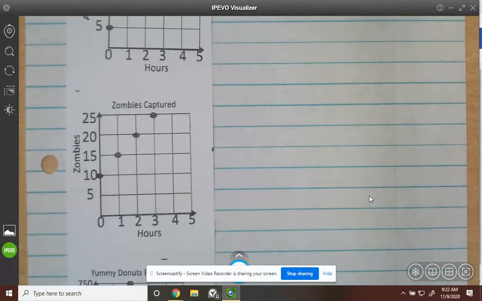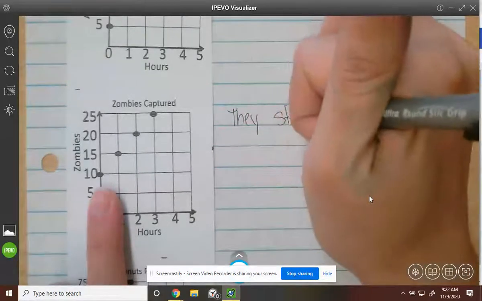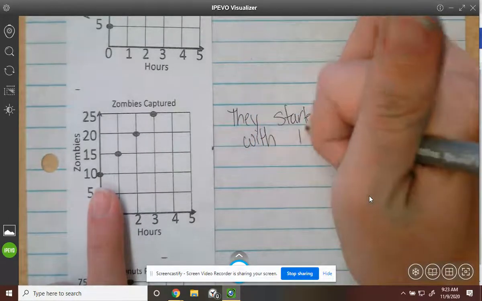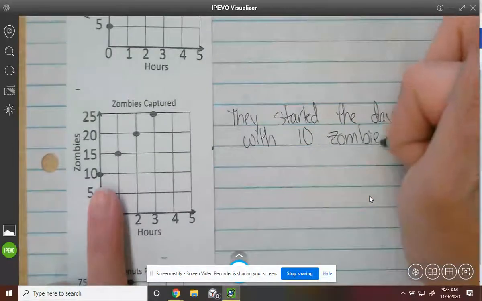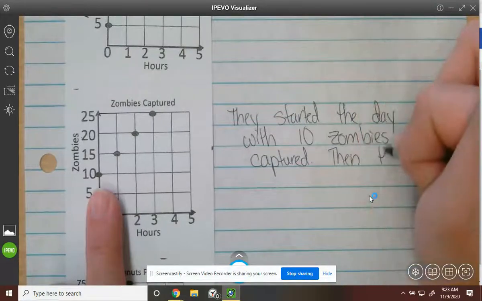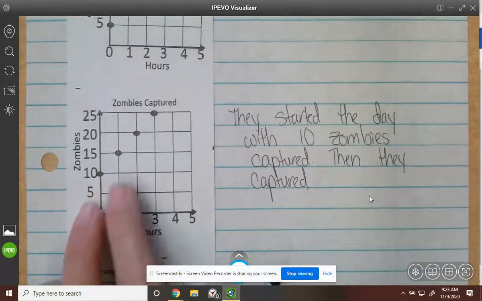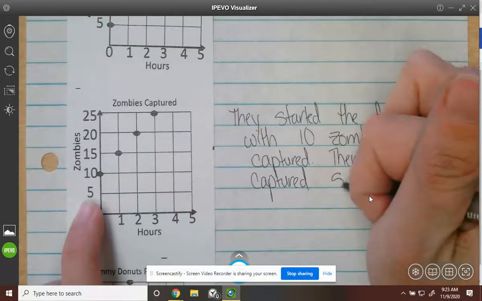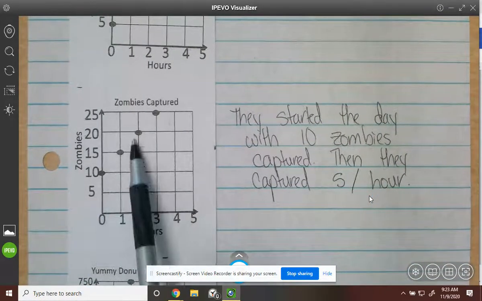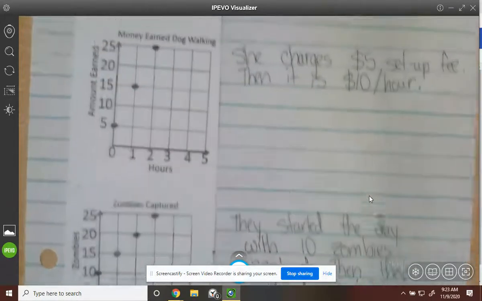Zombies captured. So we could say they started the day with 10 zombies captured. Then they captured how many each hour? Looks like 5 each hour. 5 per hour. Okay, so we got our startup, which is 10, and then our slope, every hour they're increasing by 5 and what that means. Okay, so that is what you are doing on your homework today.